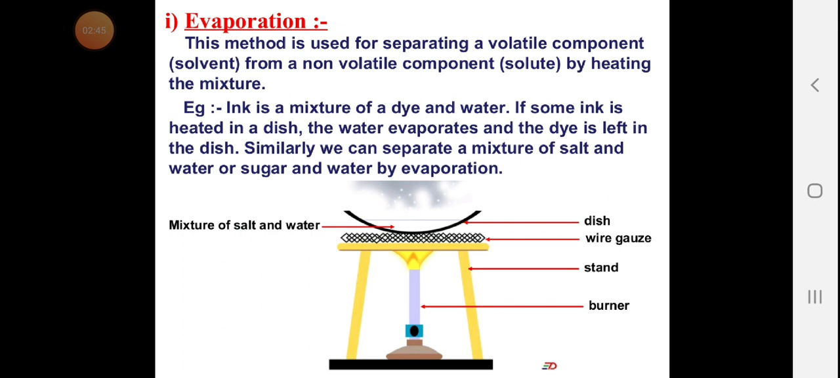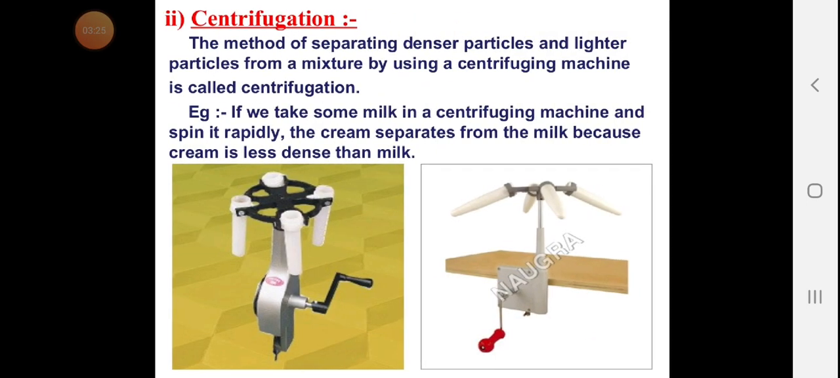Similarly, you can separate the mixture of salt and water or sugar and water by evaporation even at your home. You take 10 ml of water in a container, add some sugar or salt, and keep on heating on the burner. Eventually you will notice that all the water has evaporated, and you are left with the salt or the sugar. So this is the first way by which you can separate a homogeneous mixture, which is so easy. It is evaporation. Let's talk of centrifugation.